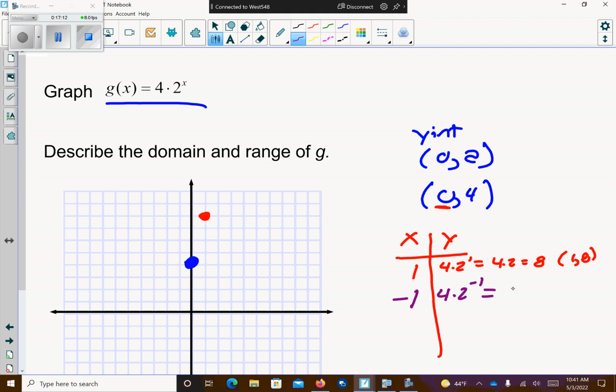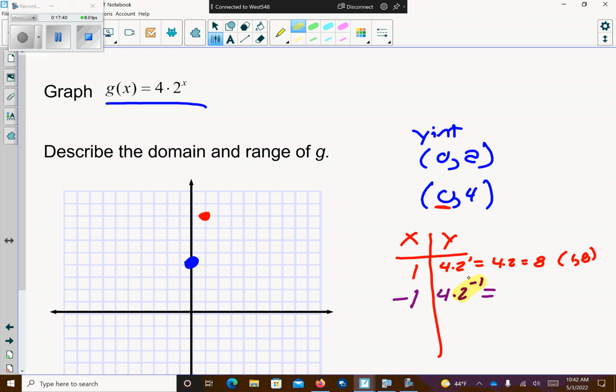Ooh, we have a negative exponent. What do we do with a negative exponent? What does it want to do? You want it to turn into a positive. How do I make that become a positive? What would make that a positive? Parentheses, maybe. Any other ideas?